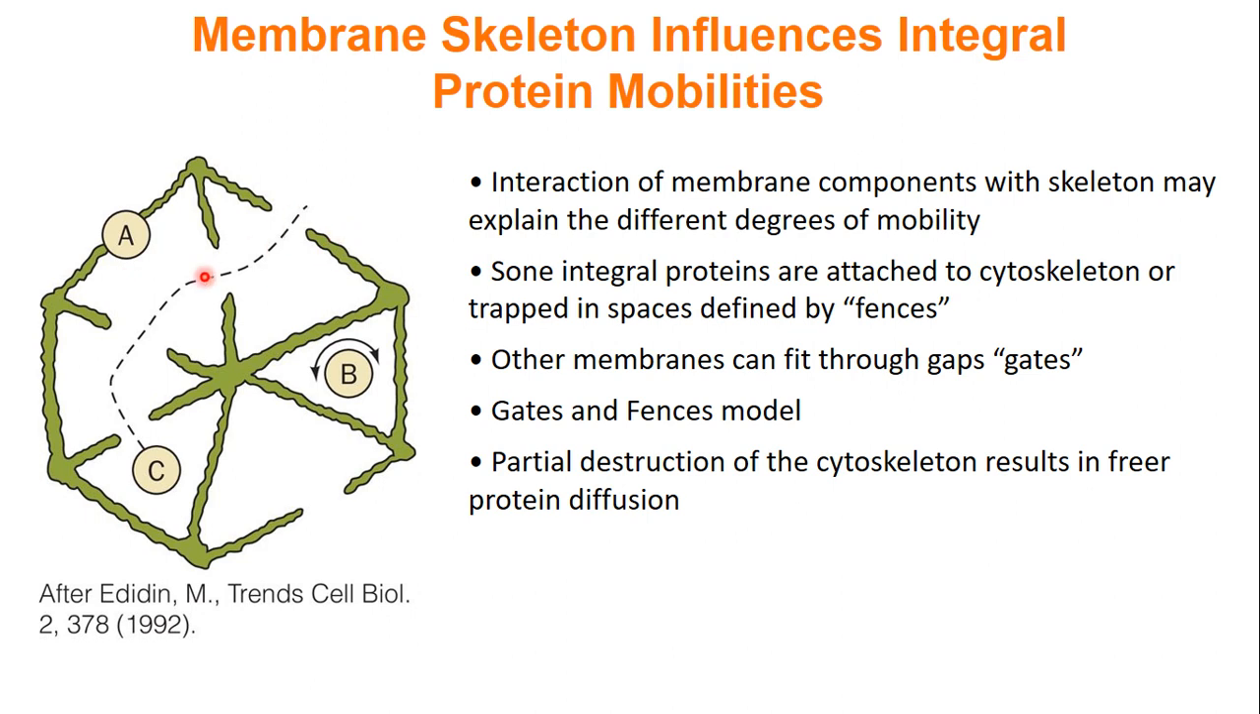Others, such as protein C, are not attached. They're not in a fence, and so it's free to move. This is called the gates and fences model. If you destroy the cytoskeleton, you will see greater protein diffusion, which helps to confirm this model of the membrane skeleton.